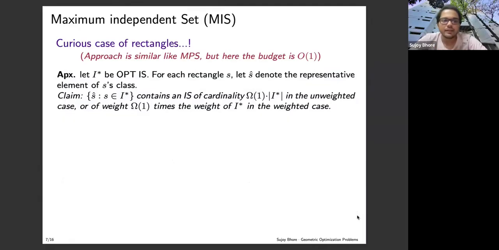So now the approximation factor is as follows. Let's say that I star is an optimum independent set. And now for each rectangle S, let's say S hat is the representative element in the S class. So the claim is that we are going to form an independent set of cardinality which is a constant times the cardinality of I star in the unweighted case, and a constant times the weight of I star in the weighted case.